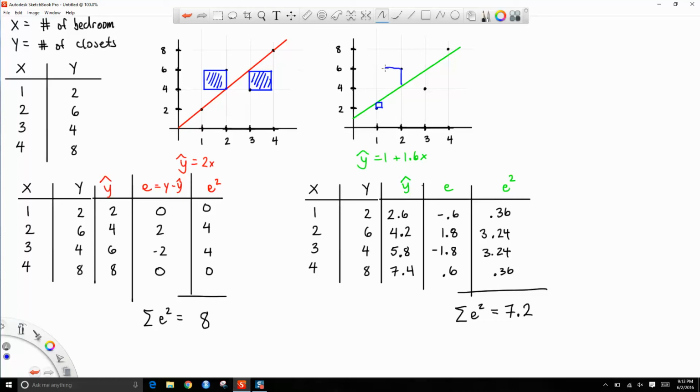If I were to draw the little boxes, it might be hard to tell with my picture here, but the total squared residuals here, the total area there, is less than the total squared residuals over here. And so according to our criteria for picking the best fit line, this one is the better line. The total sum of squared residuals is 7.2, so this one is the better line.